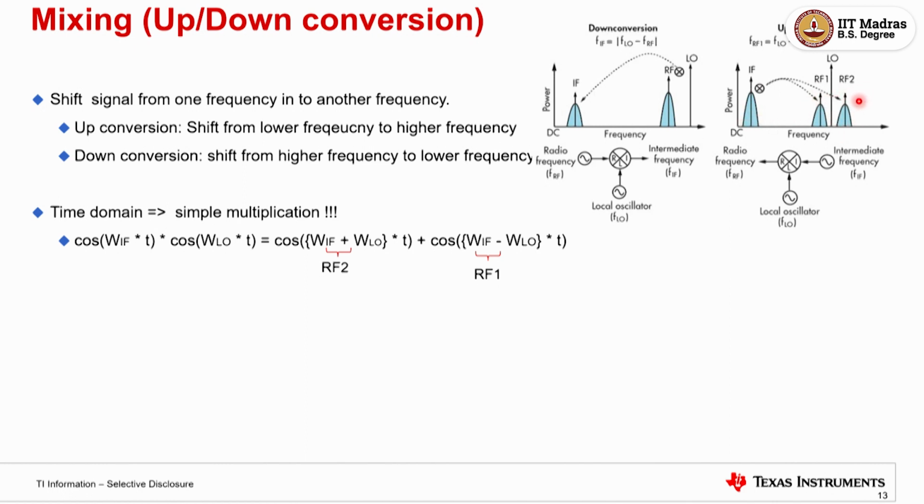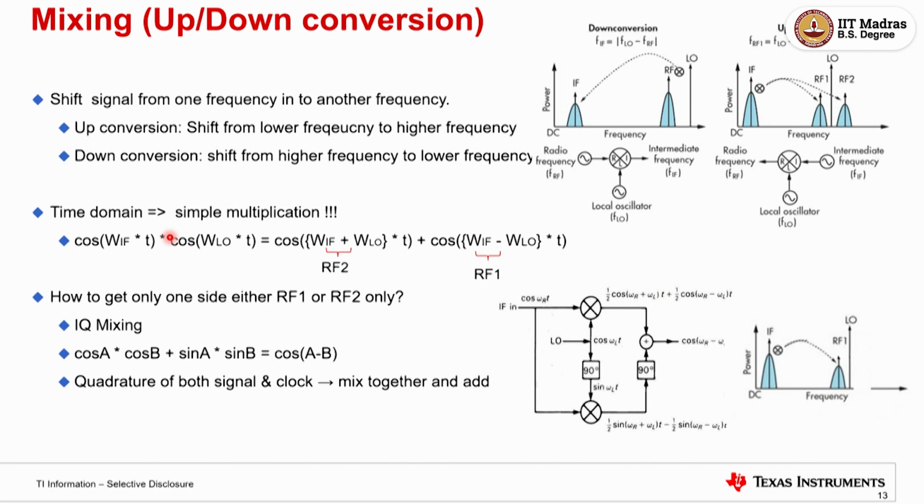I want to move this to one, but I have created a copy of it because of the natural function of what a mixing is. Mixing is just multiplication, right? Now how do you get rid of one? I want only one. So that means I need only this plus, let's say. I don't want minus, right? I don't want this, from a trigonometric identity, right?